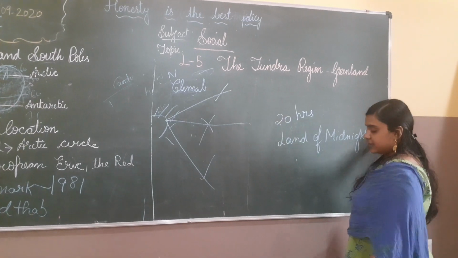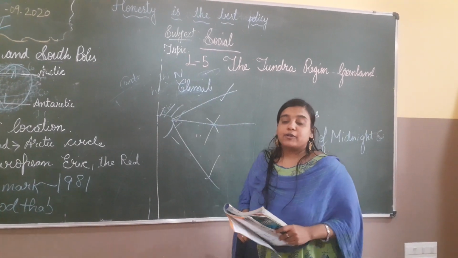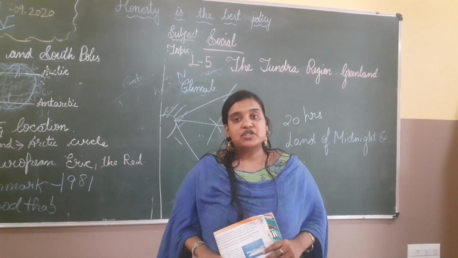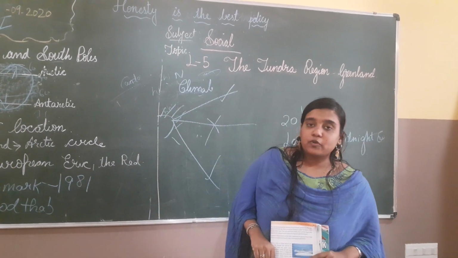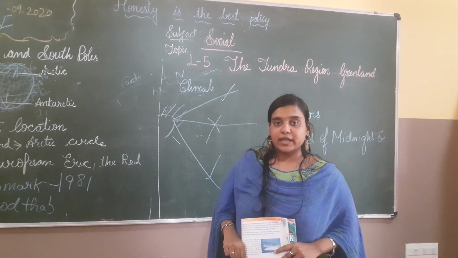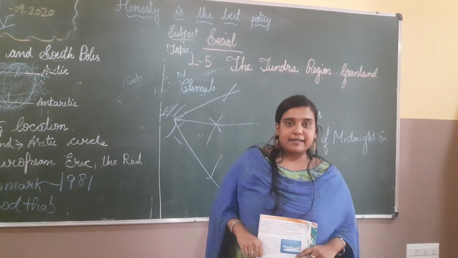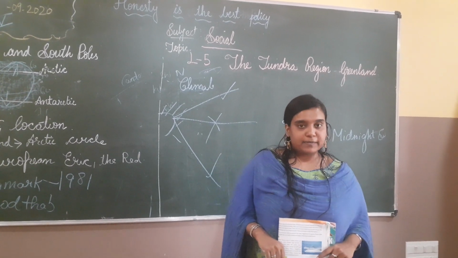I will repeat once again. Because Greenland is away from the equatorial region and near the frigid zone, the sun rays won't fall properly there. Summers are very short over there, somewhere around 2 to 3 months itself.